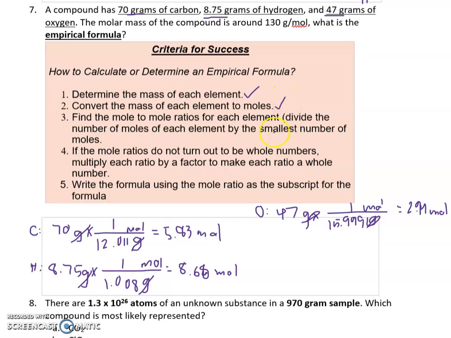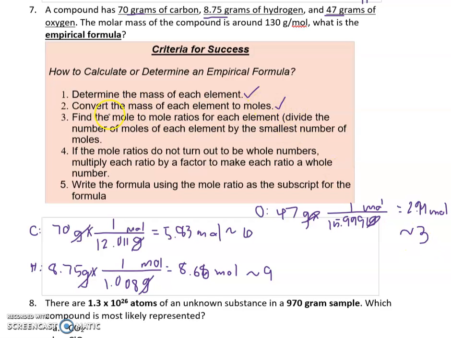Boom, check mark. Find the mole-to-mole ratio for each element. Divide the number of moles of each element by the smallest number of moles. Okay, so I have whole numbers, but they have decimal places. I'm going to approximate that this one is actually 6 moles. This one is actually 9 moles. And this one is actually 3 moles.